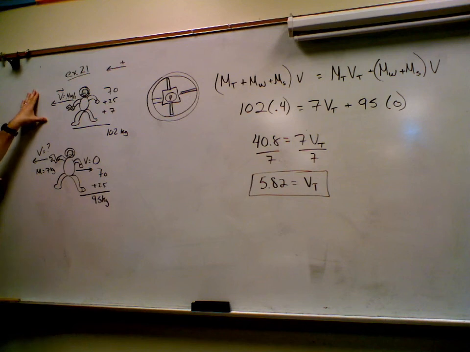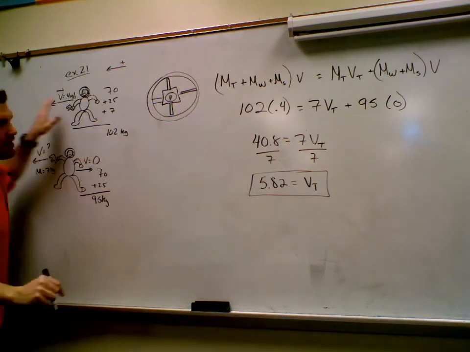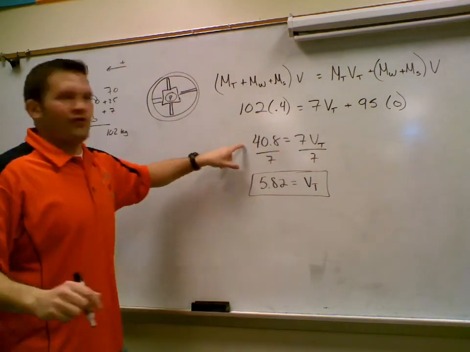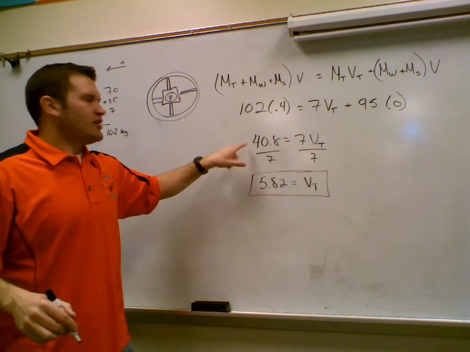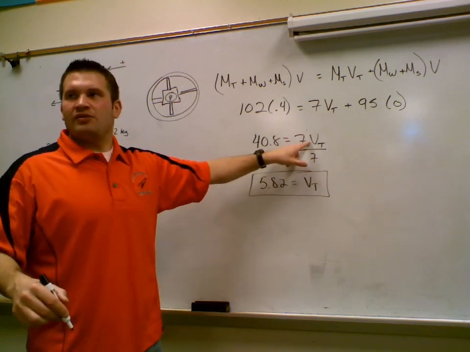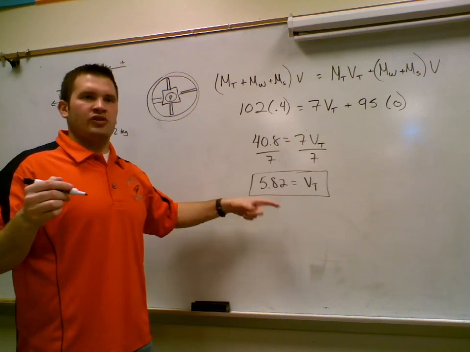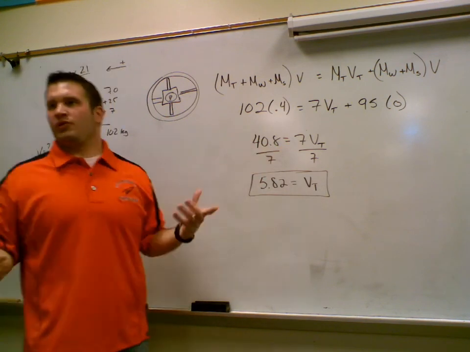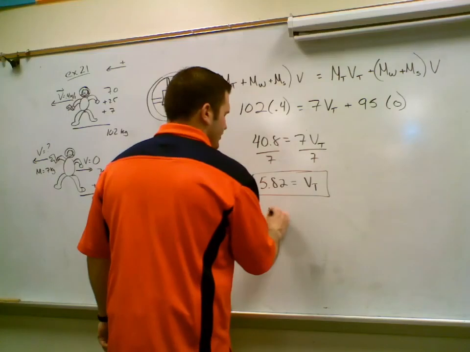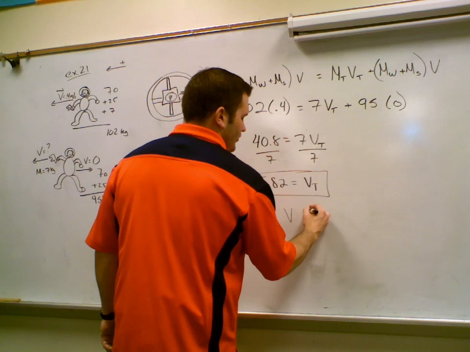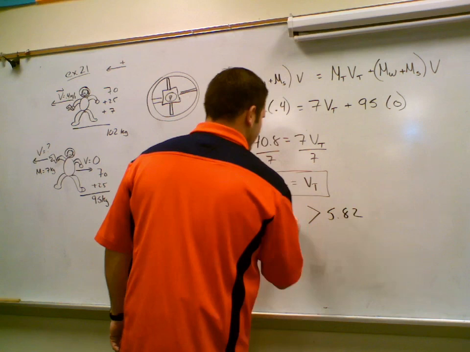I want her momentum to be going back that way, don't I? So if her momentum is going back that way, that means the tool's momentum has to be greater than 40.8, right? In order for the tool's momentum to be greater than 40.8, the velocity has to be greater than 5.82. Because when the velocity is 5.82, the momentum is 40.8. So any velocity greater than 5.82 will work.